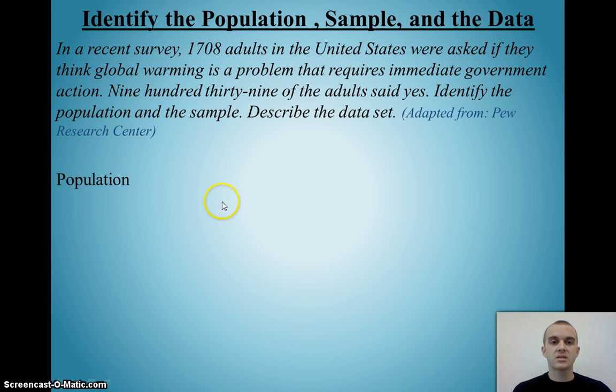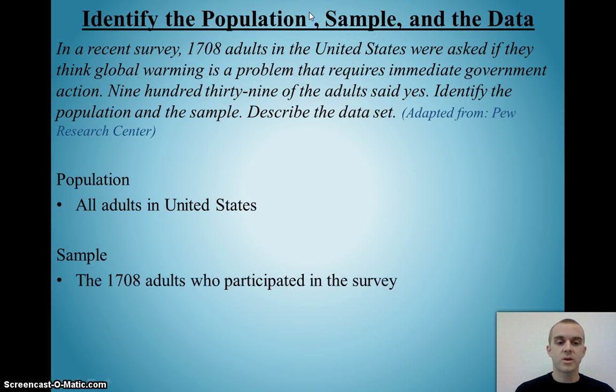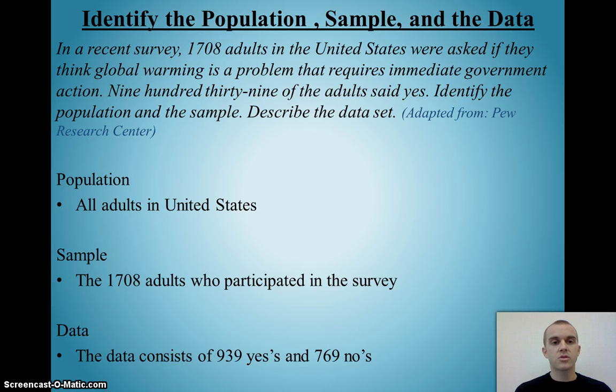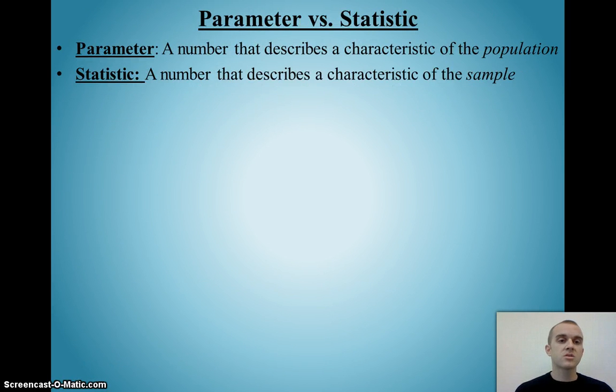So our population in this case would be adults in the United States, because that's the larger group that this sample was pulled from. And the sample then are those 1,708 adults that were asked this question. They're the ones that participated in the survey. Now our data then is how they responded, because that's the information that we're getting from them. And from the data, we know that 939 said yes and 769 said no, because those two have to add up to 1,708.